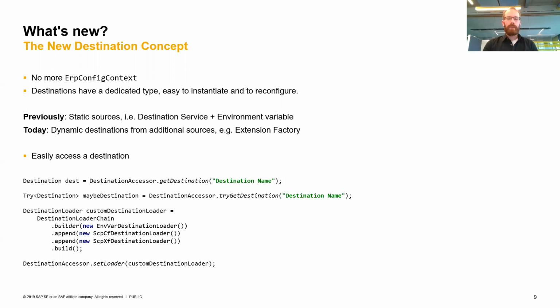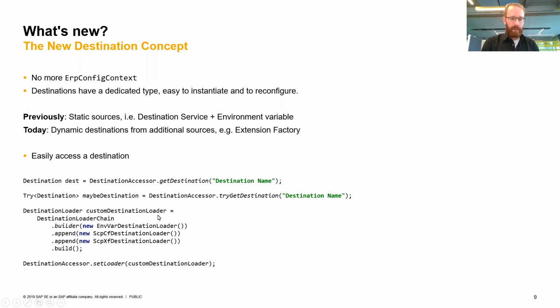What is now possible, and what will also be extended in the future, is that you have the possibility to retrieve destinations from SAP features like the extension factory. And this can easily be adapted, as we can see in the code example that we have below.